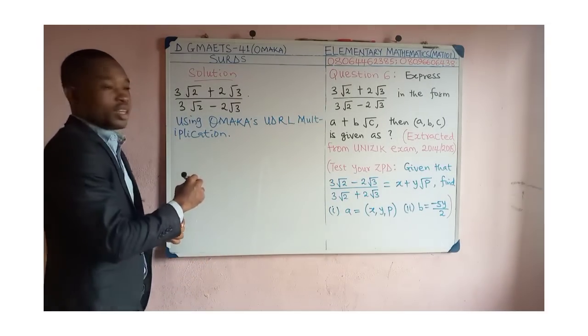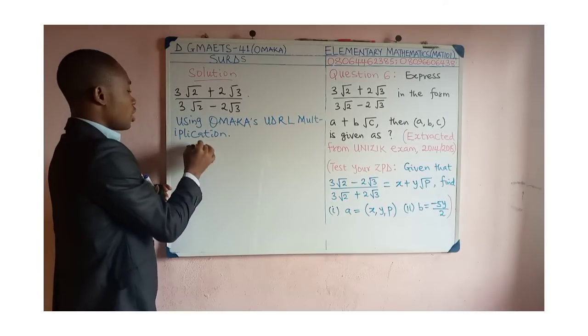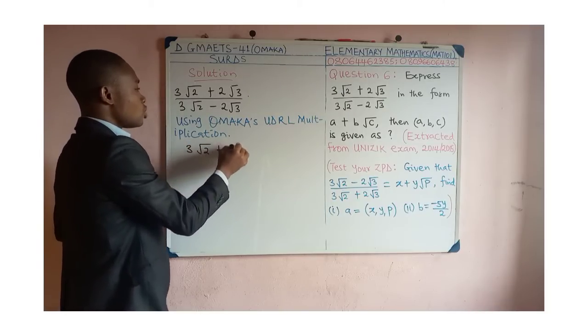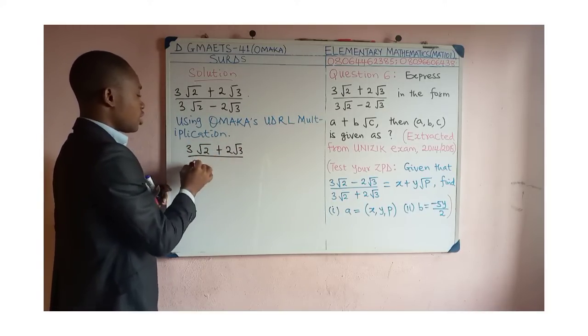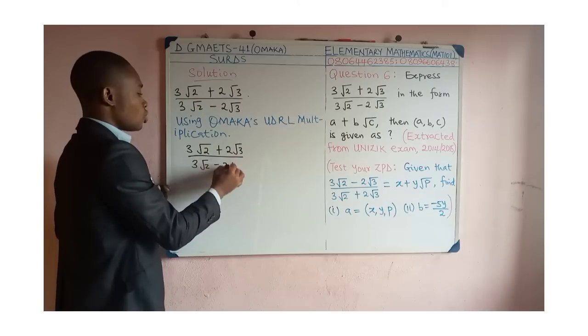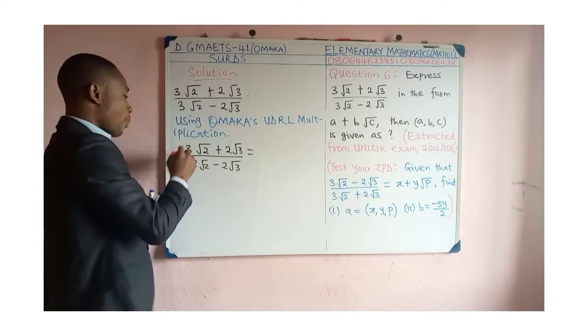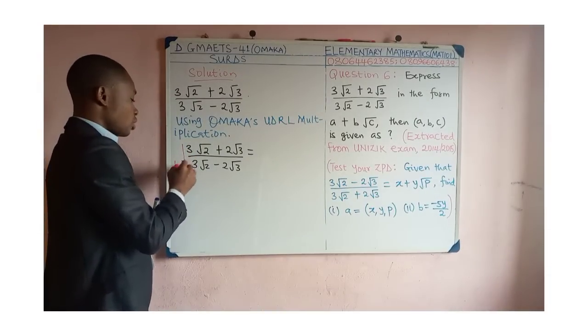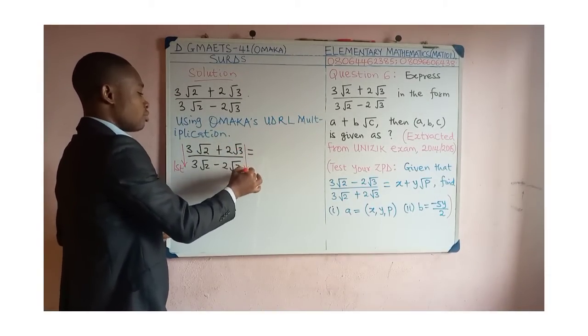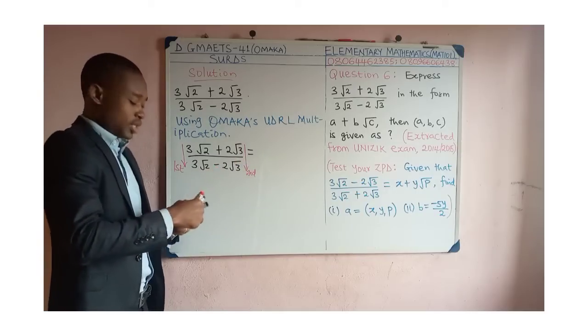So let's go. The principle is going to give us 3 root 2 plus 2 root 3 all over 3 root 2 minus 2 root 3. So this is equal to, your first direction is what? Up and down. So this is the first multiplication. This is going to be the second multiplication. So let's do this and see.